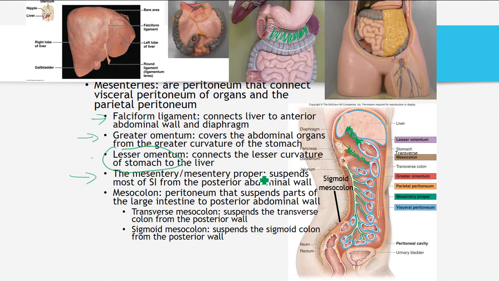And then there's the sigmoid mesocolon that will suspend the sigmoid colon back here to the posterior wall. And I was hoping that you could see it over here. It's not that clear. So, yeah, it's not shown on this model. What is this here, though? For those of you at lab. It's the mesentery, or mesentery proper. And what is this over here? The greater omentum, right? And what's this over here?